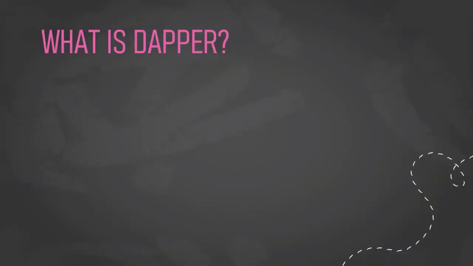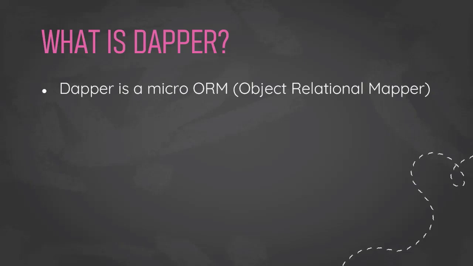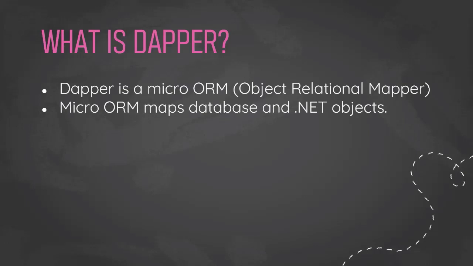The most important question is, what is Dapper? Dapper is a .NET Micro-ORM. Now you might be wondering, what is a Micro-ORM? ORM stands for Object Relational Mapper. In simplest terms, a Micro-ORM is responsible for mapping between your database and your .NET objects. Also, depending on the ORM, it might do much more than just mapping.